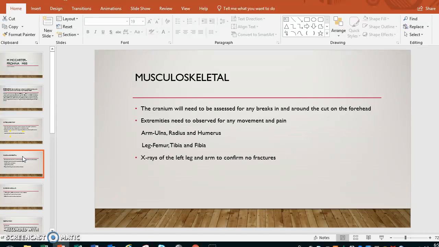For musculoskeletal, the cranial will need to be assessed for any breaks in and around the cut on the forehead. Extremities need to be observed for any movement and pain. The arm: the ulna, the radius, and the humerus. In the leg, they need to look at the femur, the tibia, and the fibula. X-rays of the left arm and leg to confirm no fractures.